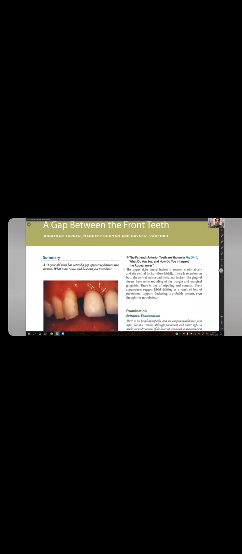So the upper right lateral incisor is slightly rotated mesiolabially. It has slightly rotated towards the labial aspect mesially, and the central incisor distolabially. So this has rotated distally towards the labial aspect. Now there is recession on both the central incisors and lateral incisors. As you can see, there is slight CEJ that you can see. So there is recession. Of course, you can see the CEJ. Here the CEJ is pretty low. So there is remarkable recession over the lateral, right?